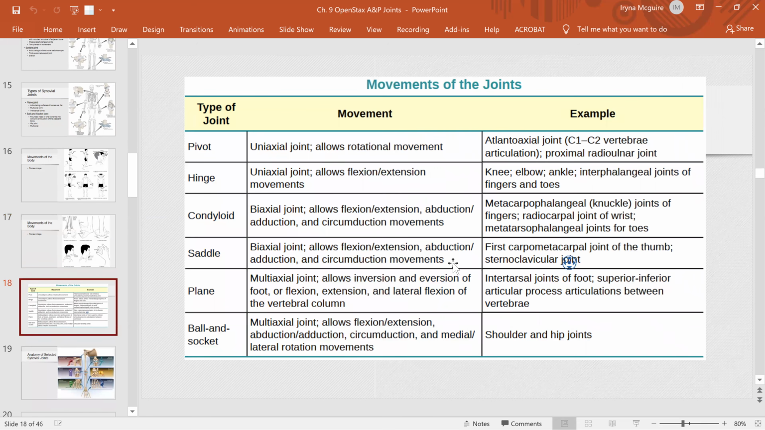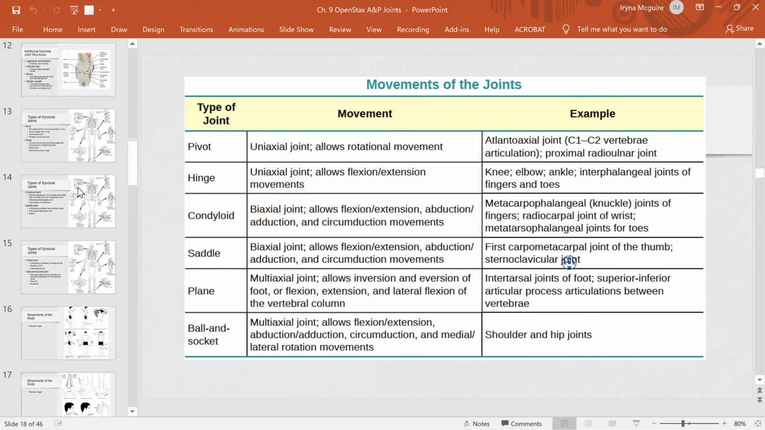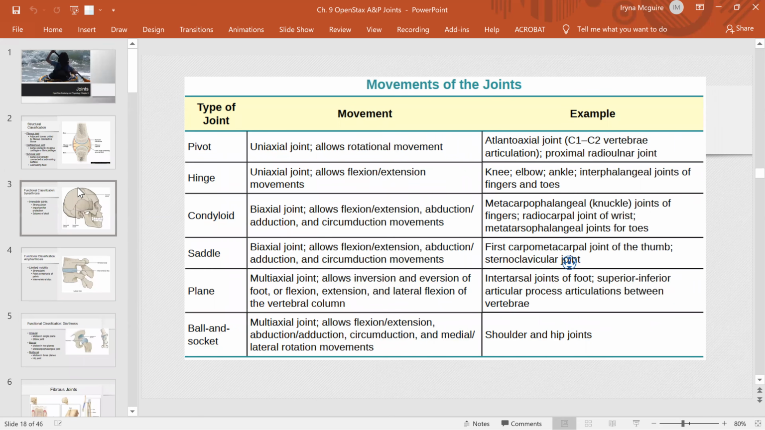And at the end, here's our summary of the joints. So that's pretty much it.